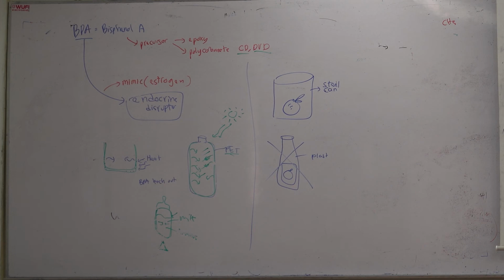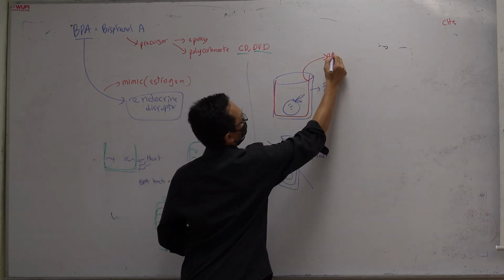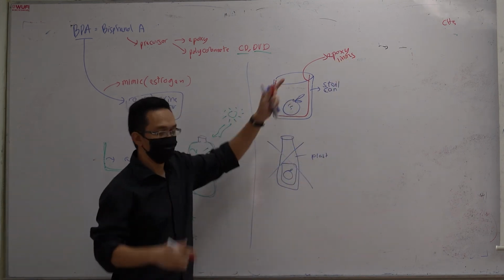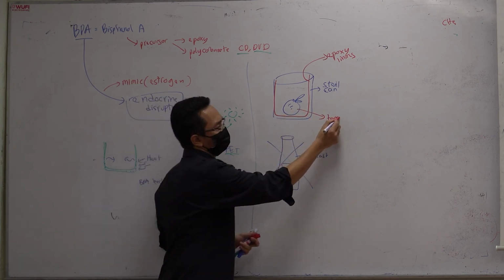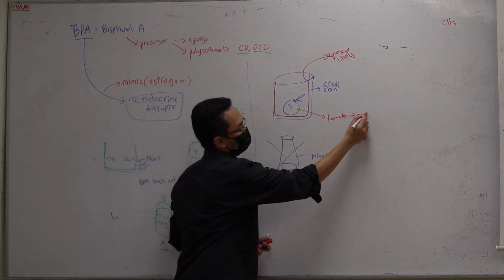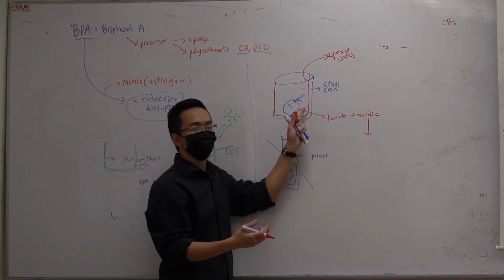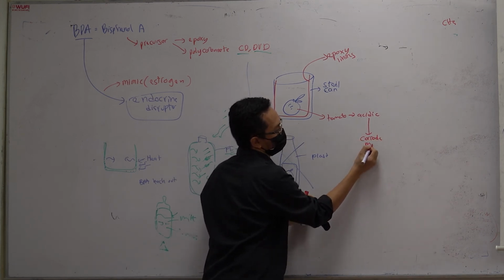The reason why they put epoxy lining inside this tomato can is because tomato is basically acidic, and this acid can corrode the metal.